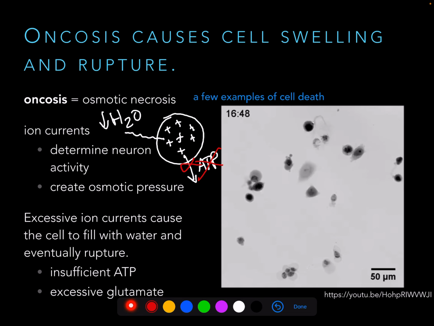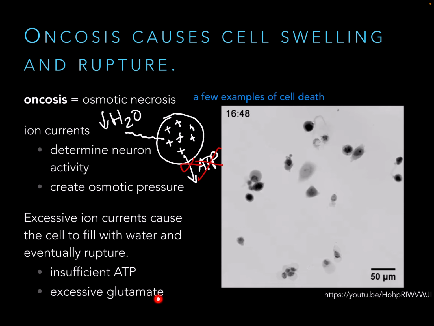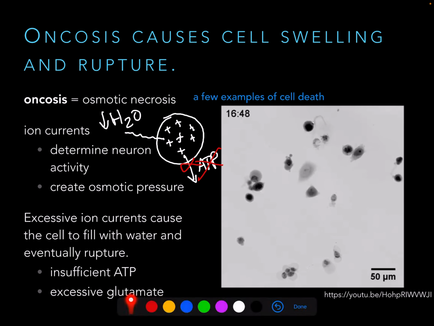The other option is that we have an excessive release of glutamate, that excitatory neurotransmitter. Glutamate is the neurotransmitter that opens up ion channels, bringing in the positive charge. So whether it's excessive influx of ions or insufficient removal of ions, either way, the cell will fill with water and pop.